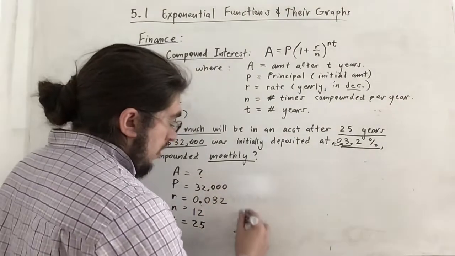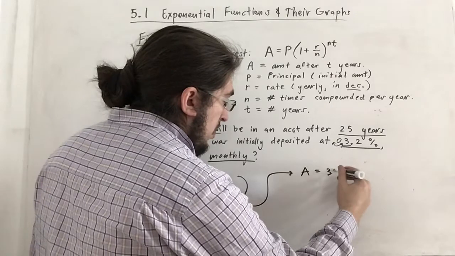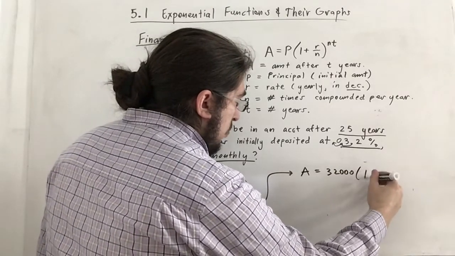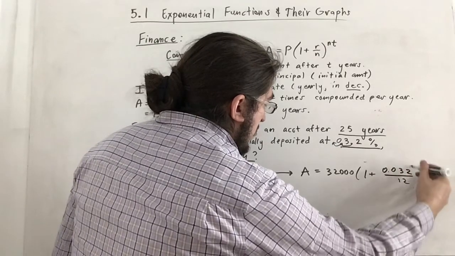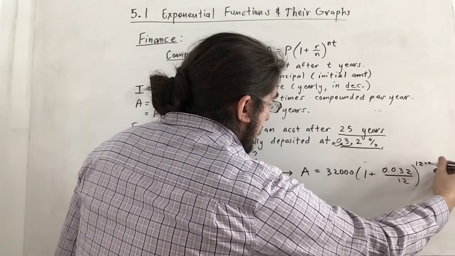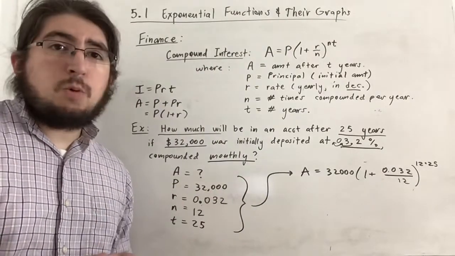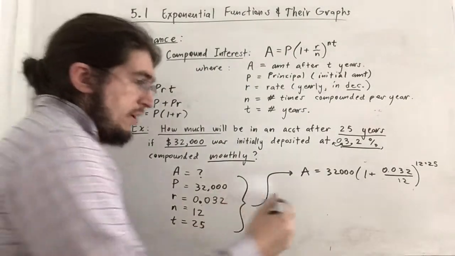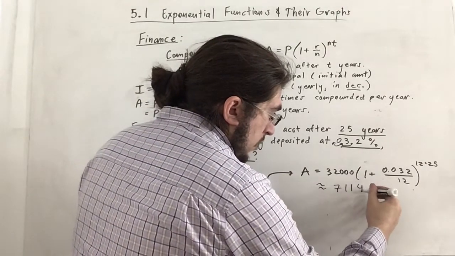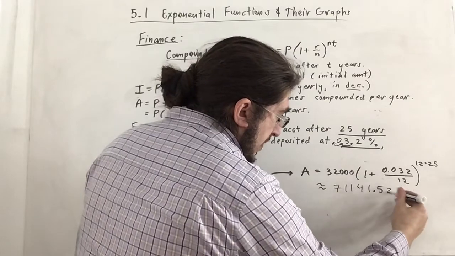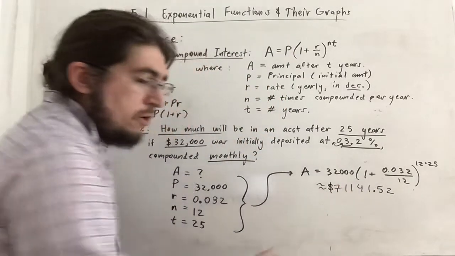So now, applying all this into the formula that we've just seen, we have A is equal to 32,000 times 1 plus 0.032 over 12 to the 12 times 25. Now this is calculator time. We're going to apply this into our calculator and let's see what we get. So I just punched this into my calculator and here's what I got. I got $71,141.52. And you can try this on your own and see if you got this.